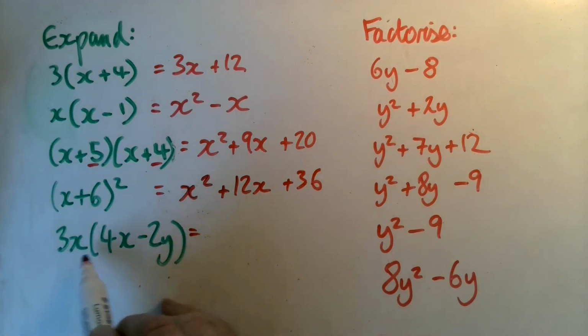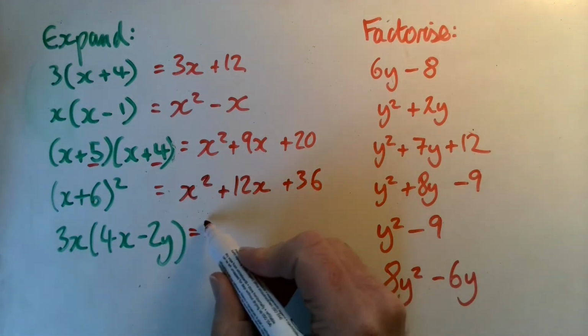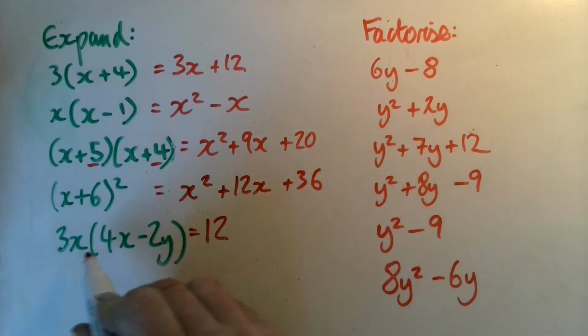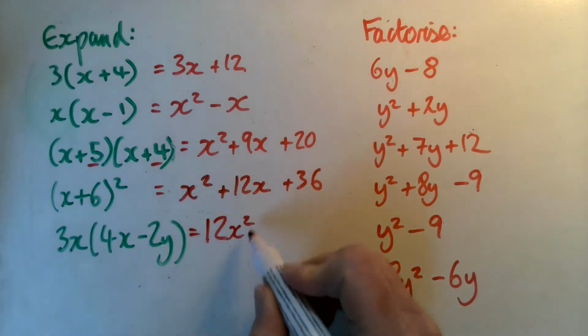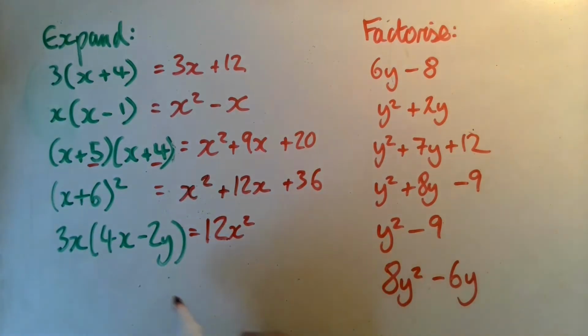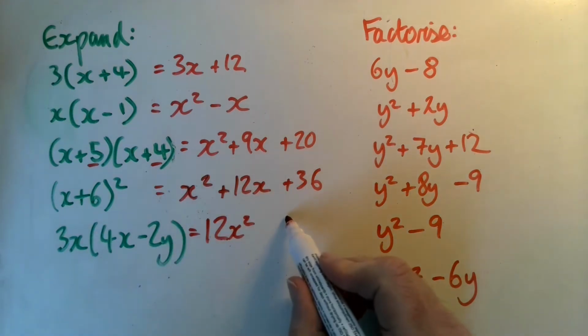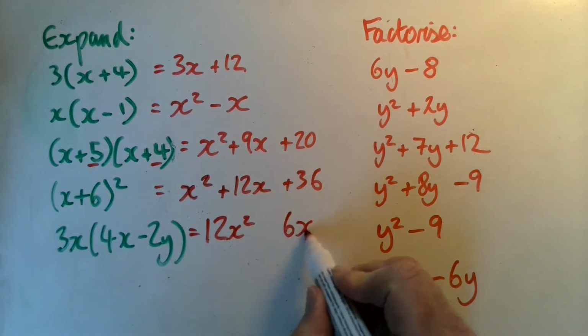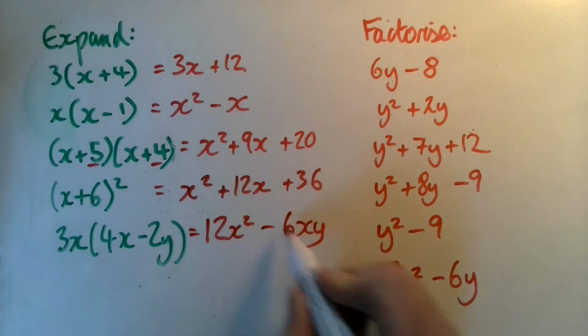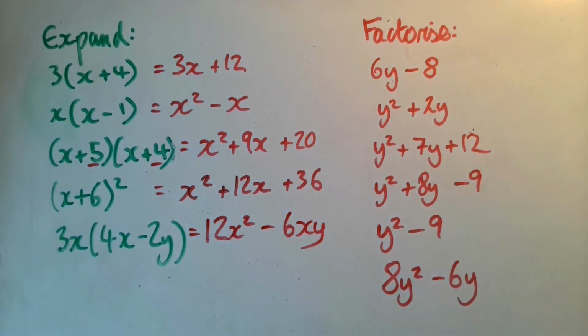Expanding this one, 3x times 4x. 3 times 4 is 12. x times x, x squared. So you multiply the numbers and the letters separately. 3 times 2 is 6. x times y is xy. It's a negative there, so there's still a negative there.